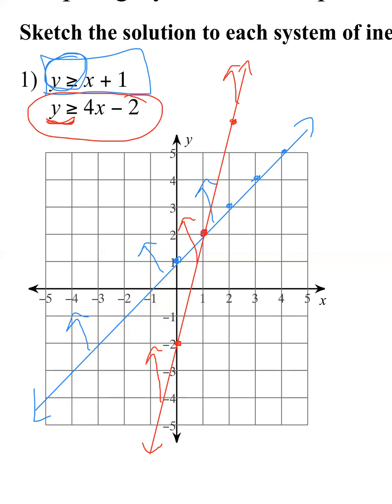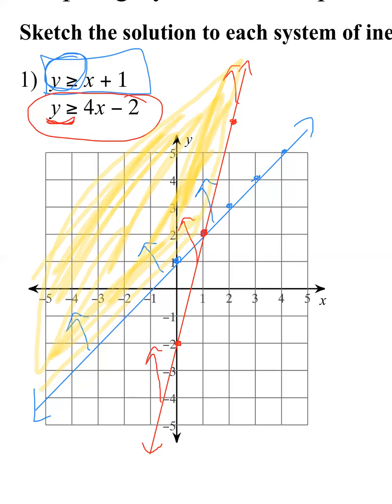So I need to be above the red line and the blue line at the same time. So what region does that? Hopefully you're looking at this one right here. This region is above both the blue line and the red line. Okay, hopefully that makes sense.